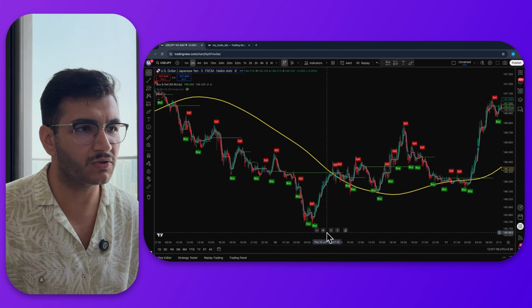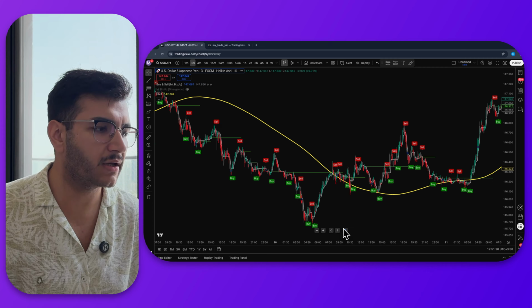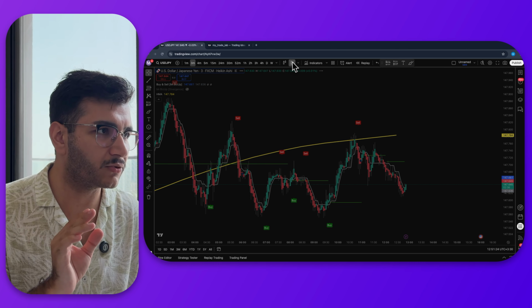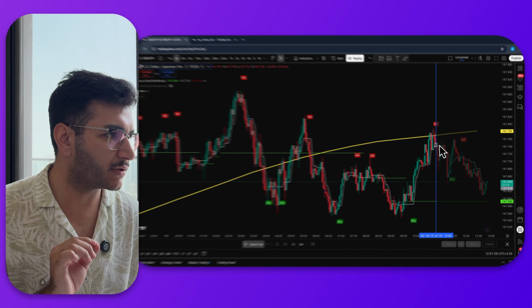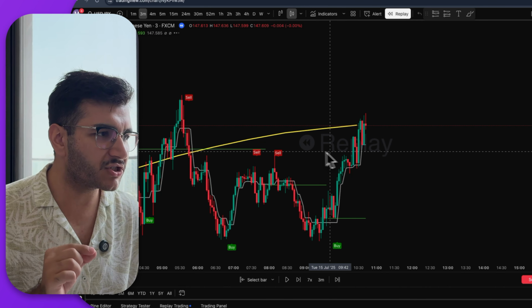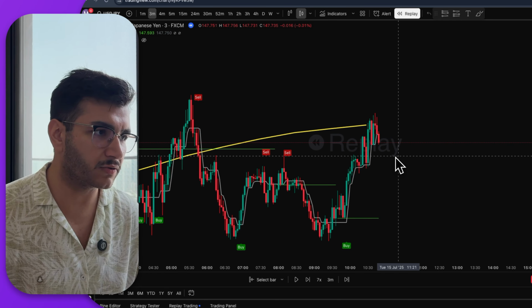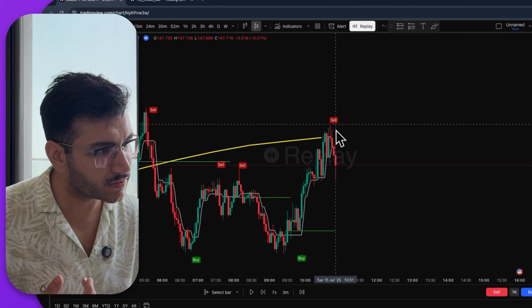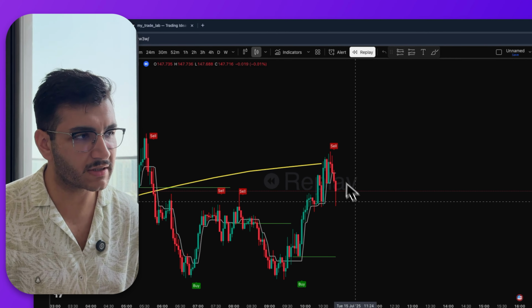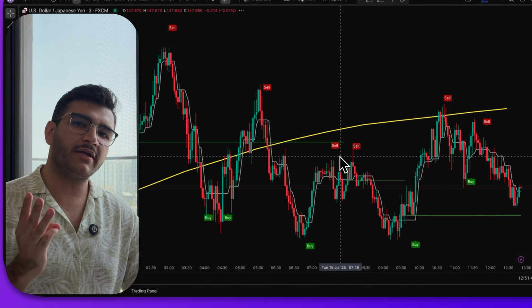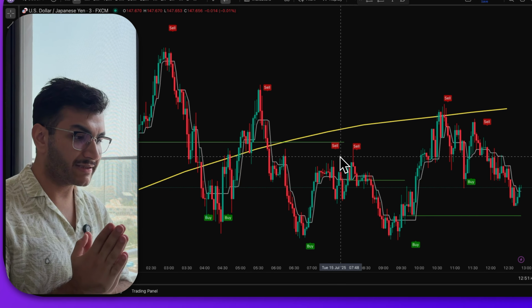It doesn't do any repainting. Okay, at the close of each candle, if I put it on a normal candle, I can show you. At the close of each candle, it will calculate all the conditions that I wrote as a programmer. And as you can see, at the close of the candle, it shows the sell signals. No repainting here, okay?